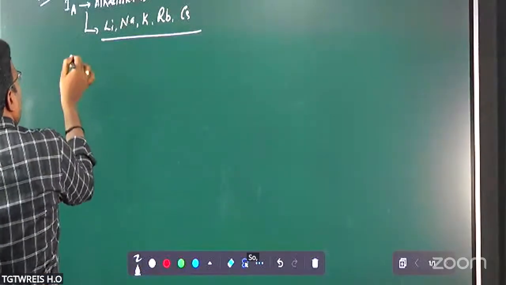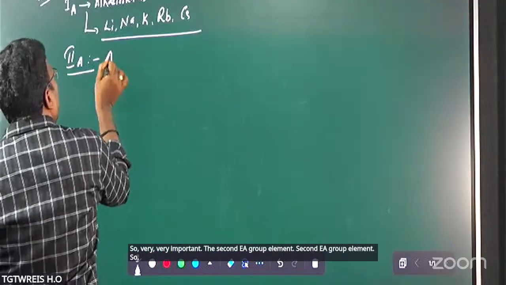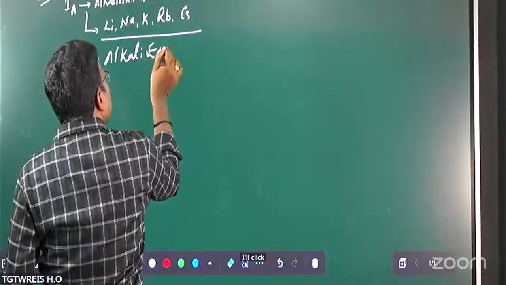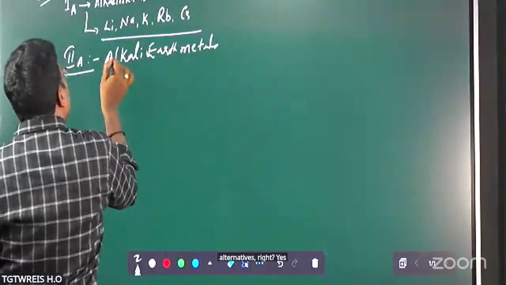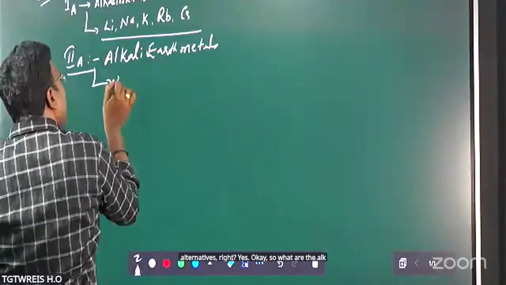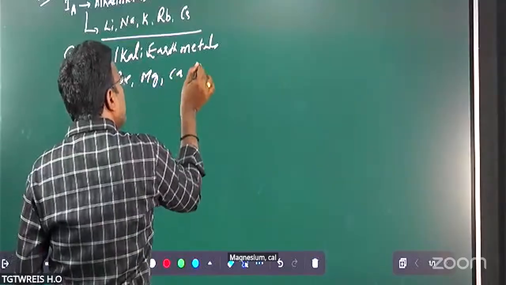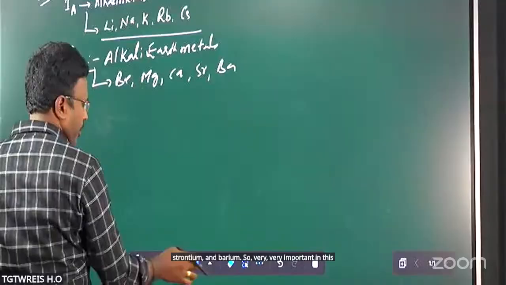Very important: the second A group elements are also called alkaline earth metals. What are the alkaline earth metals? Beryllium, magnesium, calcium, strontium, and barium. Very important from the examination point of view.